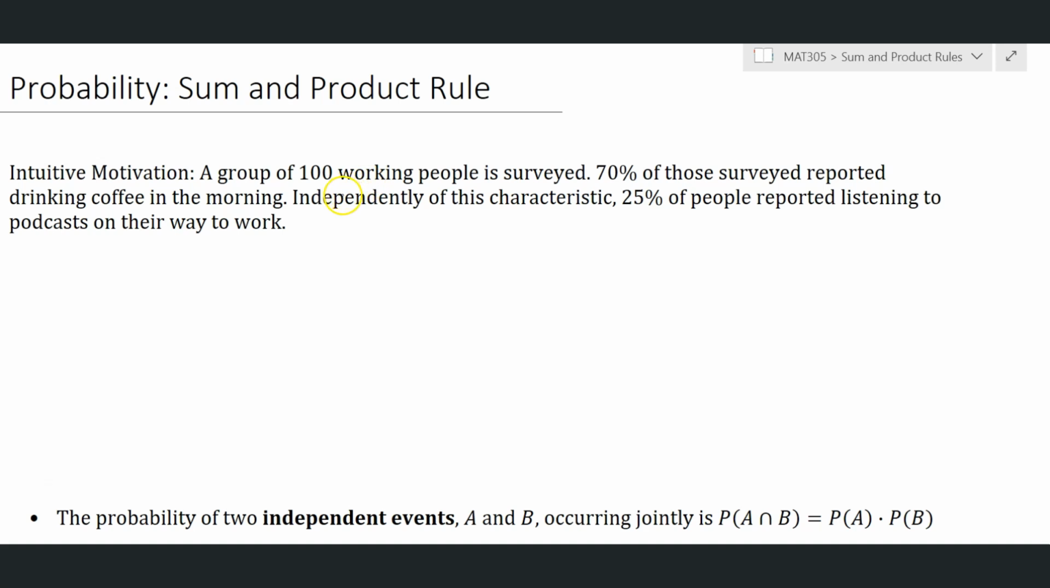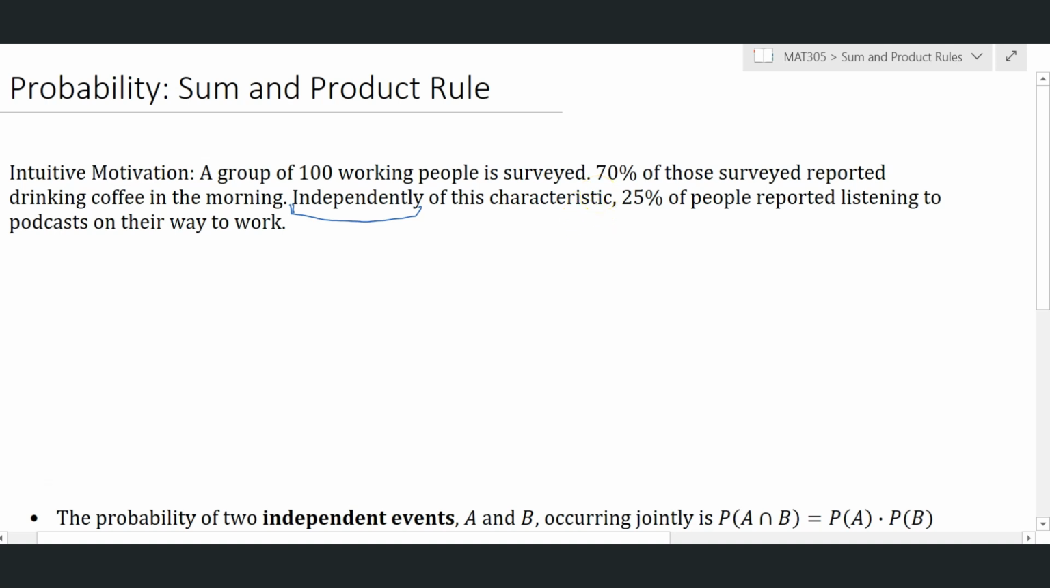So let's say we have a group of 100 working people, and that group is surveyed. 70% of those surveyed reported drinking coffee in the morning. And importantly here, independently of this characteristic, meaning that it doesn't matter whether or not you drink coffee, 25% of people reported listening to podcasts on their way to work.